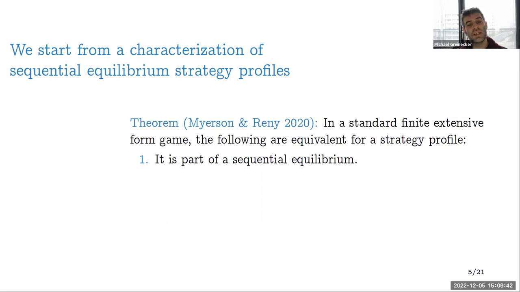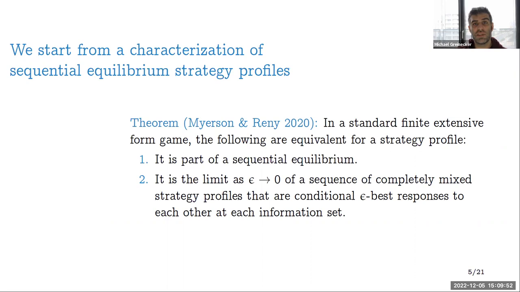And in these games, the following are equivalent. First, a strategy profile is part of a sequential equilibrium. And secondly, it is the limit as epsilon goes to zero of a sequence of completely mixed strategy profiles that are conditionally epsilon best responses to each other. So at each information set, everybody has a conditional epsilon best response to what everybody else is doing, not just ex ante, but conditional.